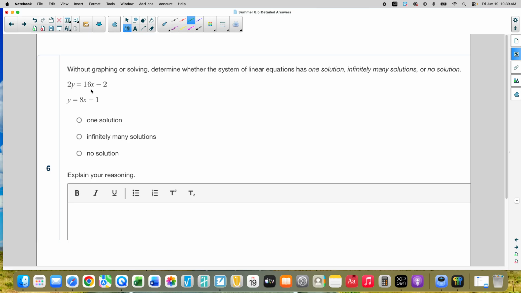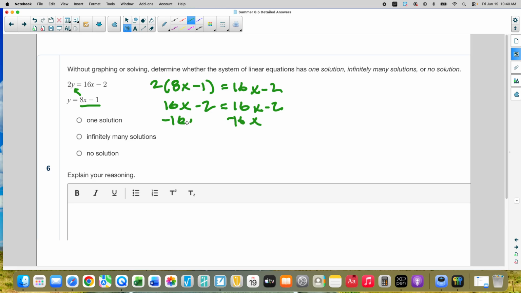Yeah, these are going to cancel. Well, without solving... you kind of got to solve, because you don't know if your number statement is going to be true or false. So if I plug this in for y, I get 2 times (8x minus 1) equals 16x minus 2, which is 16x minus 2 equals 16x minus 2. Minus 16x, and I get -2 equals -2. That's a true statement.